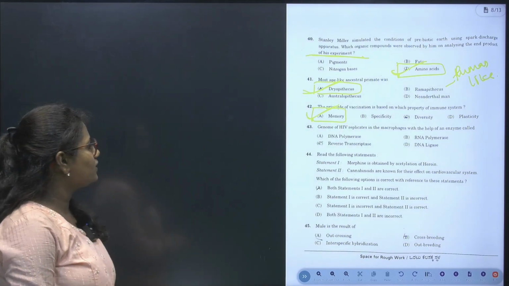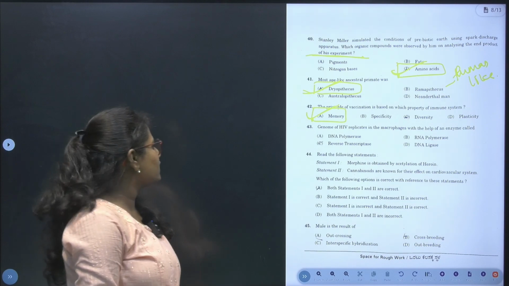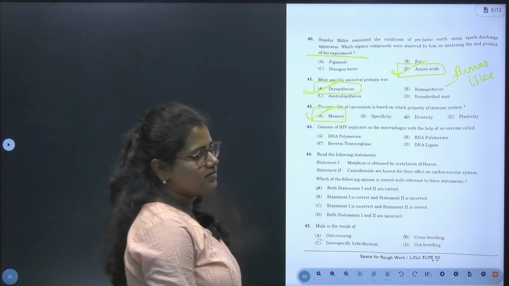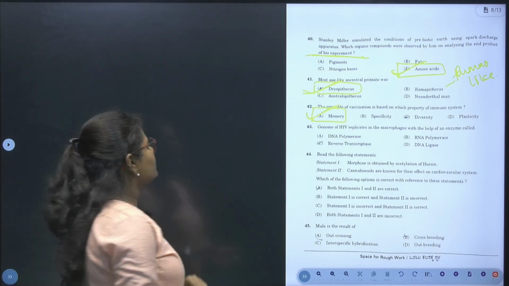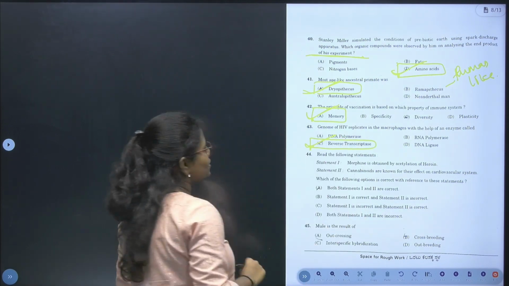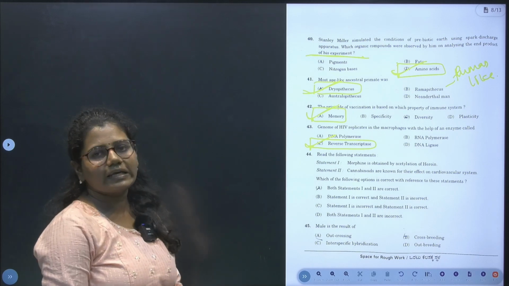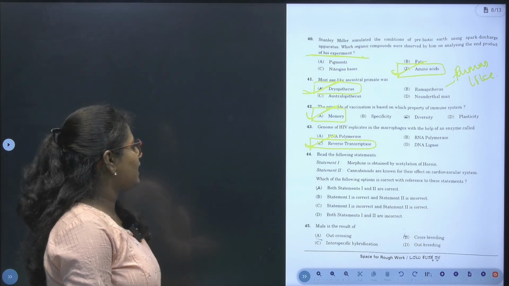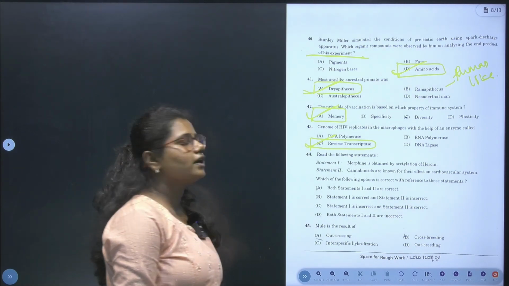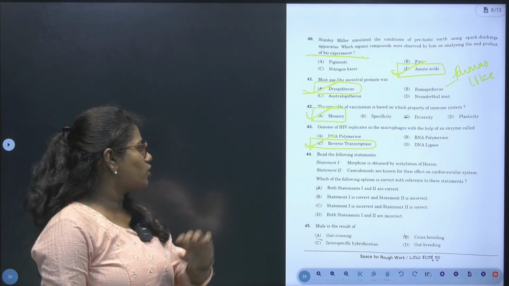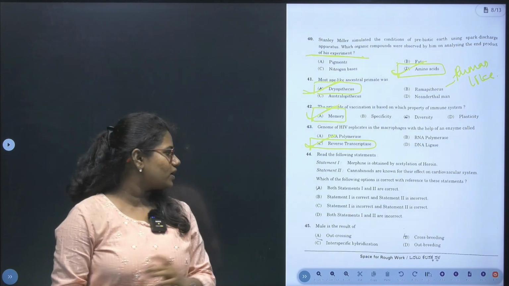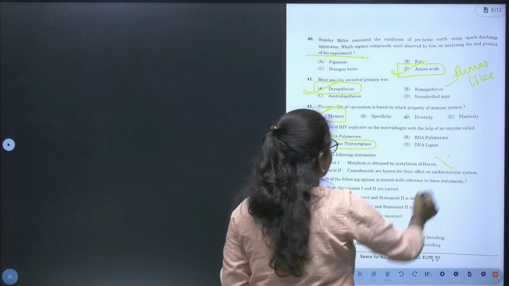Next, question number 43. Genome of HIV replicates in the macrophages with the help of an enzyme. The enzyme is obviously the reverse transcriptase. This was the question from chapter Human Health and Disease related to the topic AIDS. Next, read the following statements. Morphine is obtained by acetylation of heroin. No, we know that heroin is obtained from acetylation of morphine. So 1 is the wrong statement.